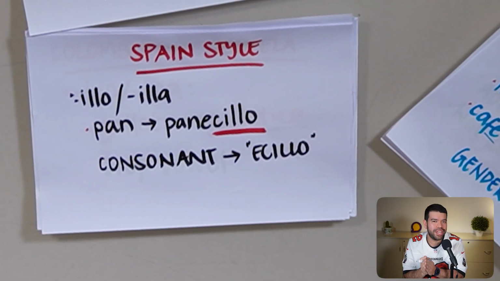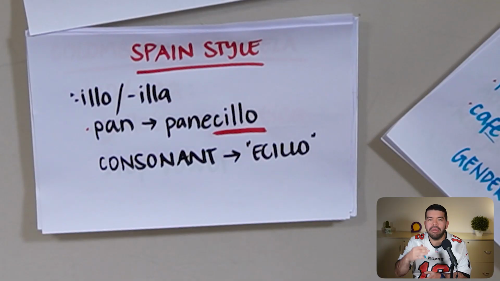Look at this. The second diminutive is illo. This one is especially common in Spain. And let me tell you, the Spanish from Spain and Latin America can be very different. I'm a native Spanish speaker, and sometimes even I need subtitles for movies set in Spain.